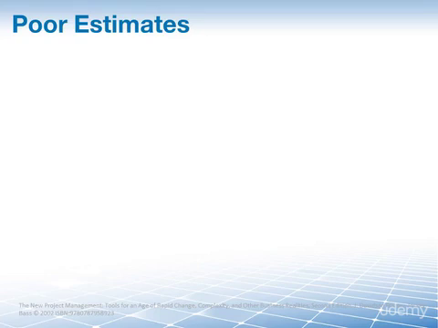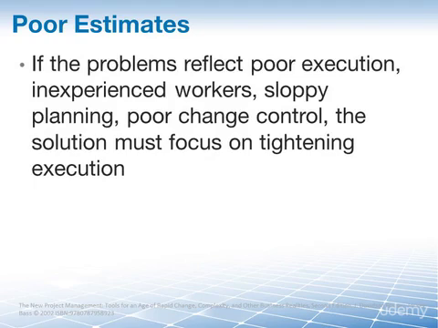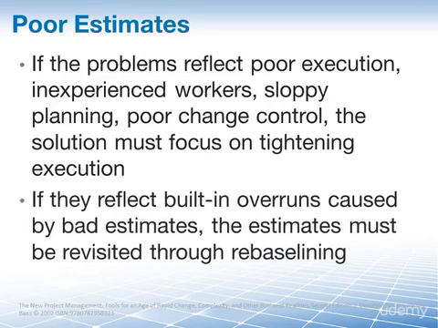Is it an instance of poor execution or perhaps unrealistic estimates at the outset? If the problem reflects poor execution, inexperienced workers, sloppy planning, poor change control, then our solution must focus on tightening execution. But if they reflect built-in overruns caused by bad estimates, then the estimates must be revisited through rebaselining. So without knowing where the problem is coming from, you shouldn't be rebaselining, because if it's just because of poor execution, do not rebaseline. Only rebaseline if we have built-in overruns caused by bad estimates.